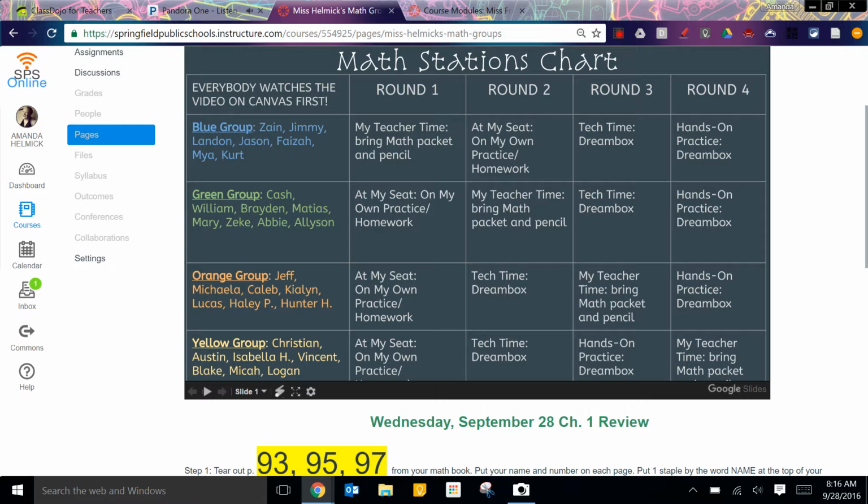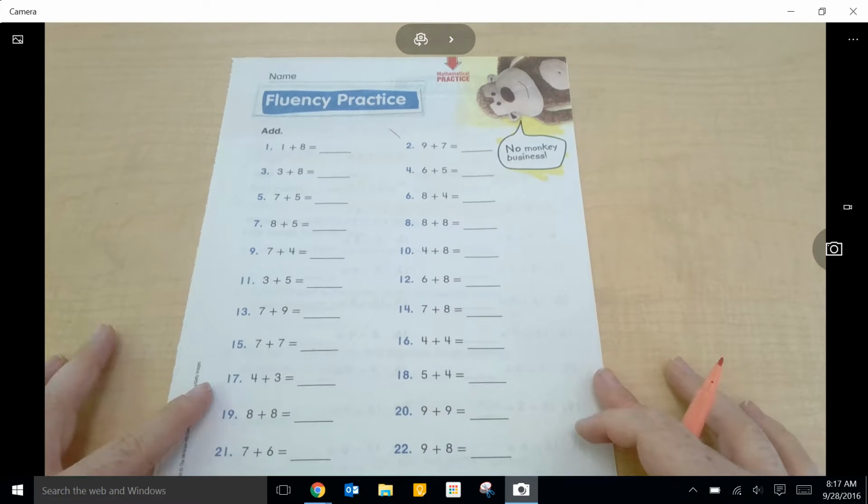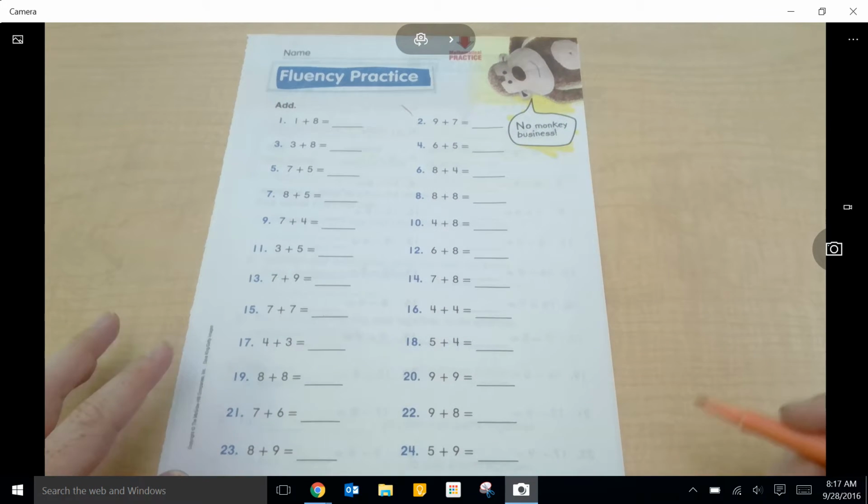All right, so today we are going to review Chapter 1, all the addition and subtraction strategies we have learned so far. Your pages for today are 93, 95, and 97. They're at the bottom of your screen in bright yellow. Pause your video and take out those pages now.